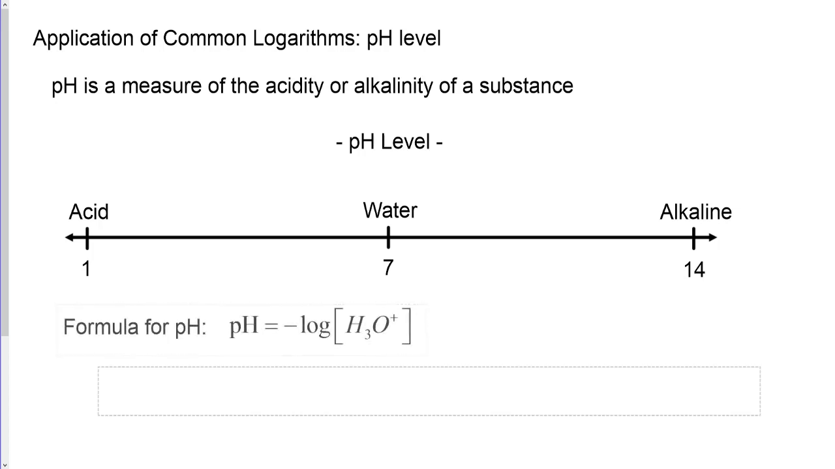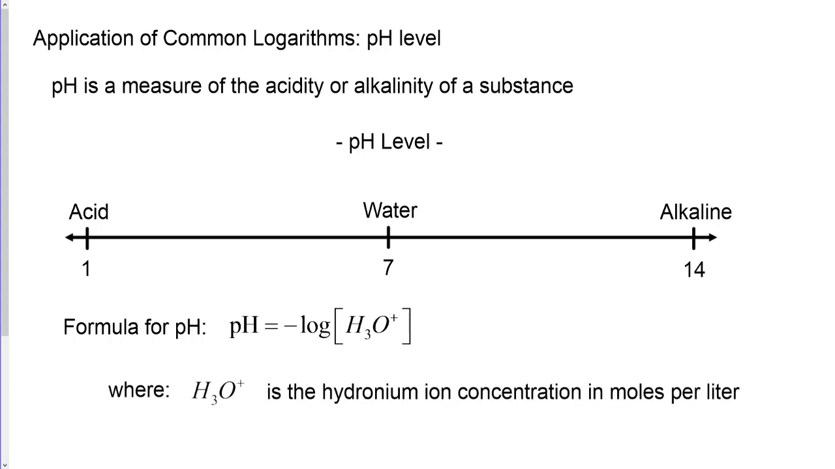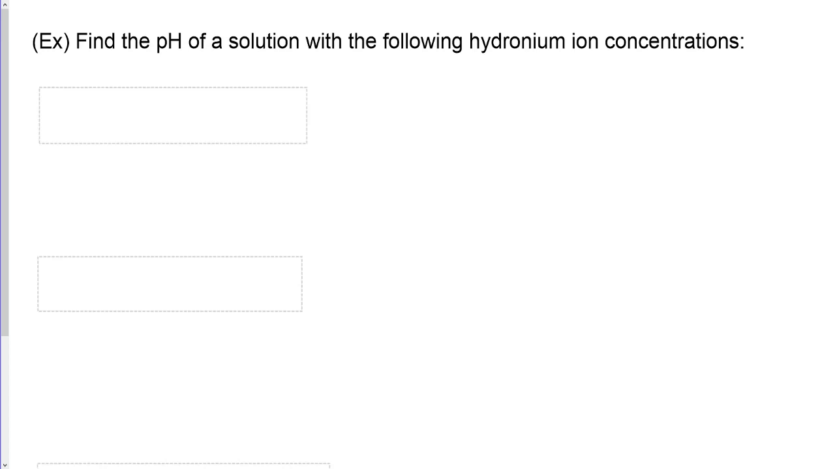So we don't really need to know all of that. That's more of the science part of it. What we need to know is the formula for pH, which involves a logarithm, which just kind of gives us practice with logarithms. So pH is the negative common logarithm of this H3O+ thing, which is referred to as the hydronium ion concentration, which is measured in moles per liter. But again, all we need to really know is the formula and how to use it. So let's see how that works.